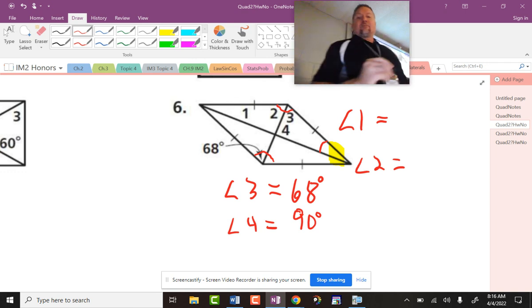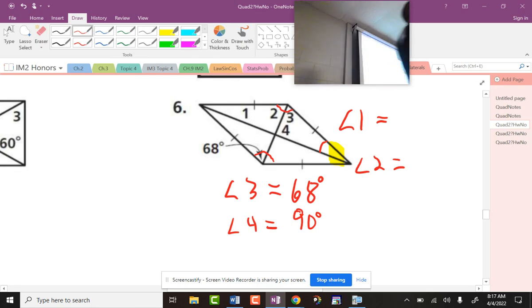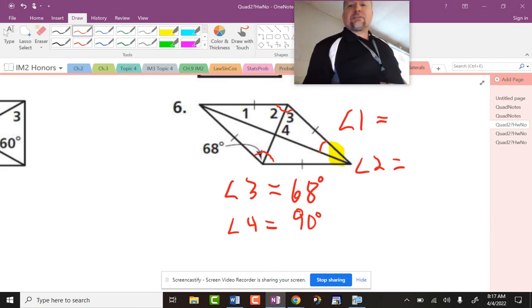Okay, where'd you get that from? 42. Oh, you're close. I think I know what you're trying to do. 42 plus 68, that's 110. That's actually too much. So what do the three angles in a triangle add up to become? 180. Actually, now I know what I screwed up here.